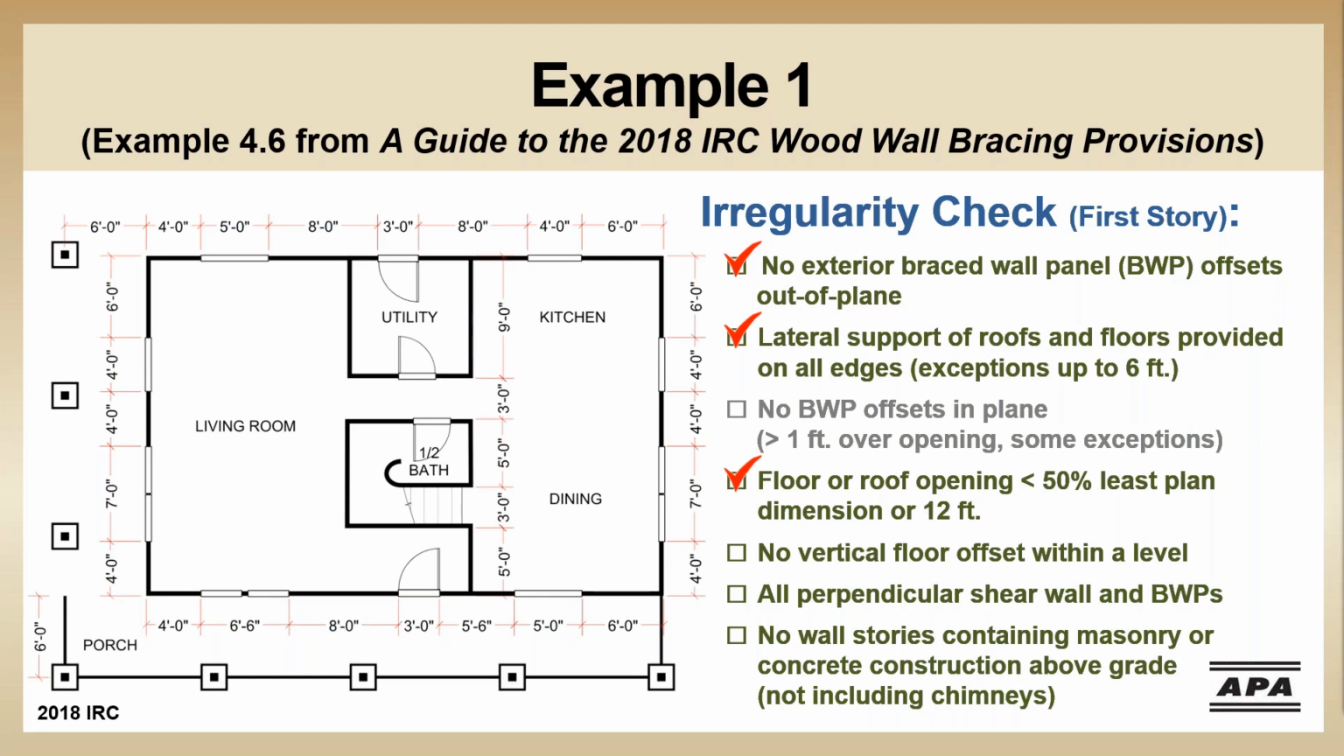We don't have any floor offsets on this project. That would be a vertical floor offset like you might see in a sunken living room. All of our walls are also orthogonal, or perpendicular to each other, so we can check off this second to last one. And we also don't have any concrete or masonry on this project outside of the foundation. In fact, we don't even have a chimney. There are no fireplaces on this project. So we're going to check off that last piece.